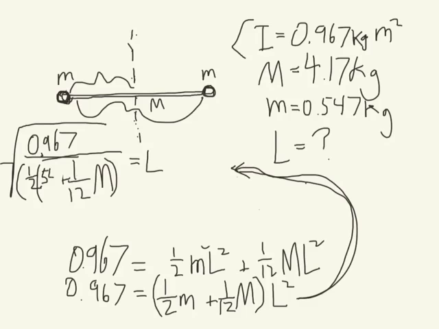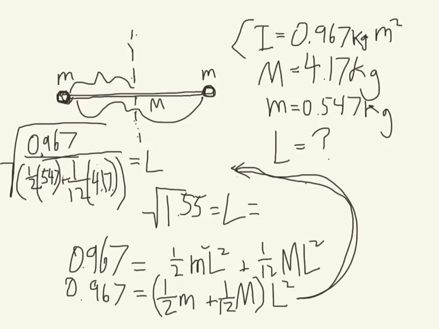And then we can put in the numbers that we know for the masses. Little m is 0.547 kilograms. Big M is 4.17. And there we go. Now it's just a matter of getting our calculator to tell us what the answer is. And I got L equals the square root of 1.55. And the square root of 1.55 is 1.25. And that was in meters, because we stuck with SI units the whole time.